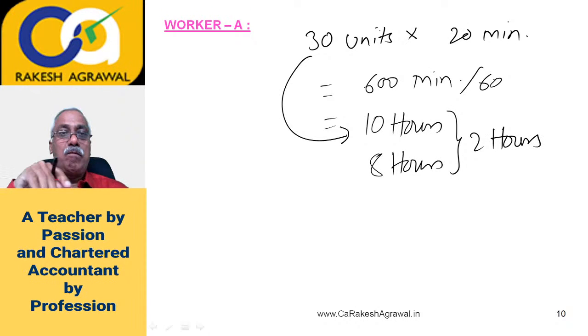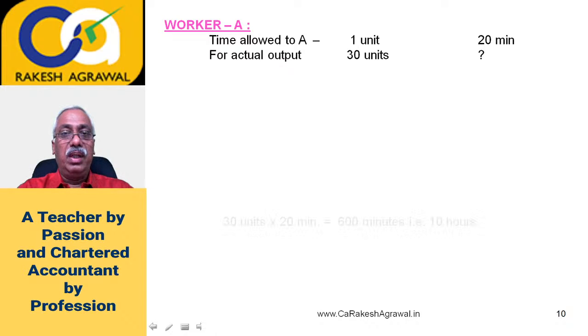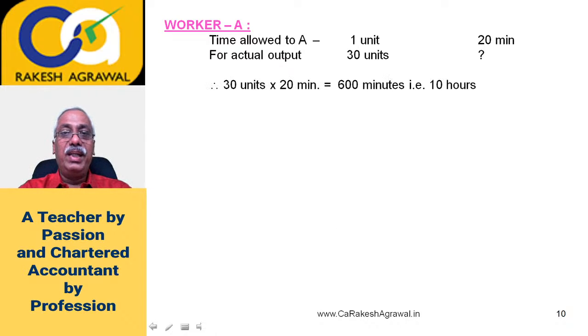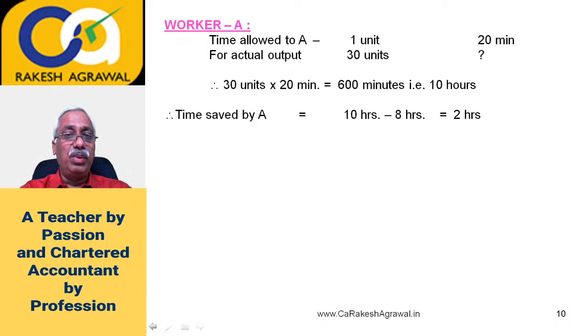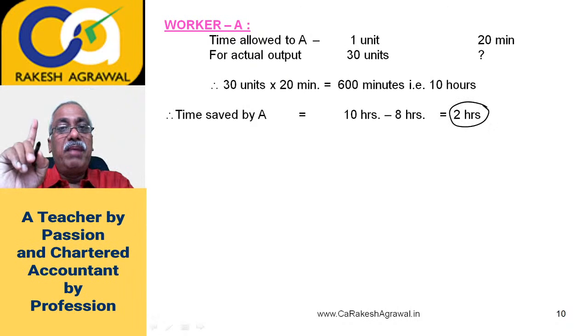This is the way we calculate. So time allowed for one unit is 20 minutes, and therefore for actual output of 30 units, the time allowed is 30 units into 20 minutes, that is 600 minutes, and that is 10 hours. Therefore time saved by A is 10 hours minus 8 hours, equal to 2 hours. So you will get bonus for these 2 hours. And if you remember Halsey's formula for bonus, bonus is 50% of this time saved, but that is only bonus. Please remember, he will also get basic wages.